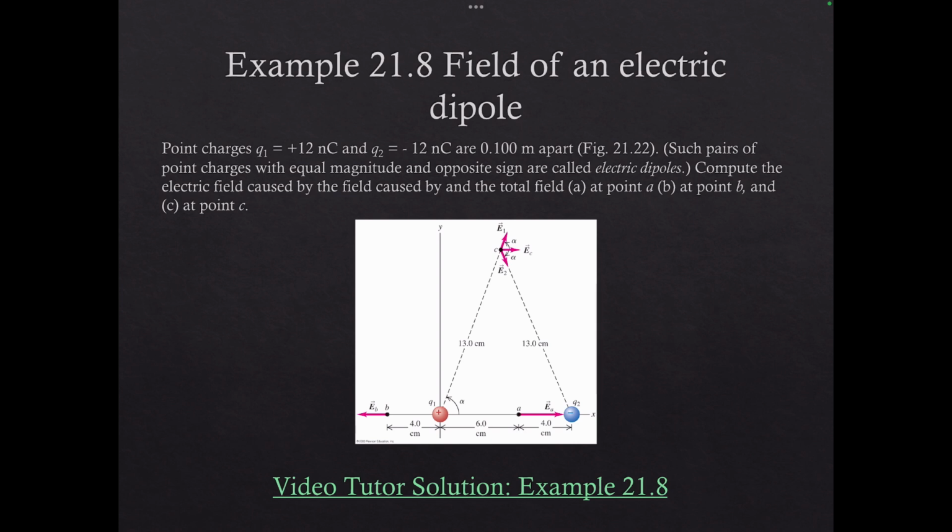As you remember from the previous slides in part 2, the electric dipole is 2 charges of equal magnitude but opposite polarity, and they're spaced some distance apart. In this case, it's 10 centimeters apart. But we're also going to find the electric field at various points around the dipole by adding the field contributions of Q1 and Q2 together. We're going to add them vectorially. So let's get started with this example.